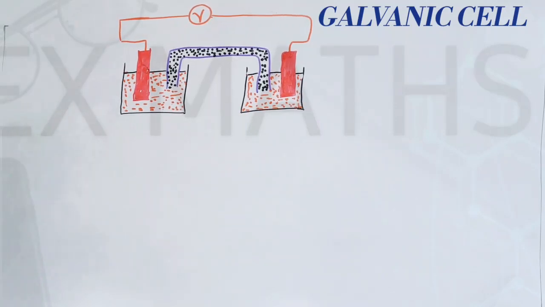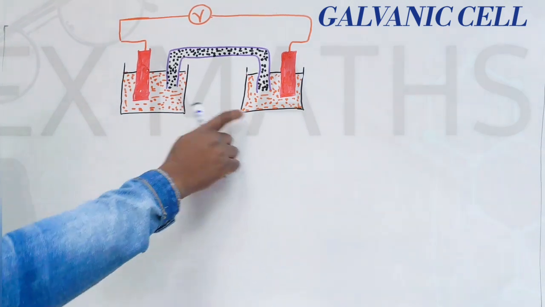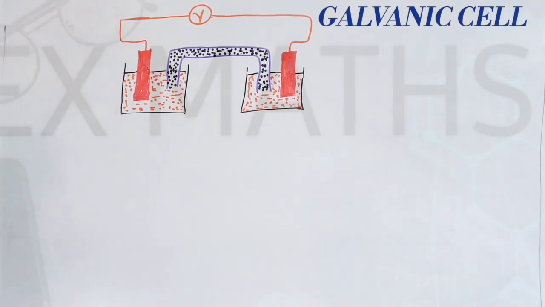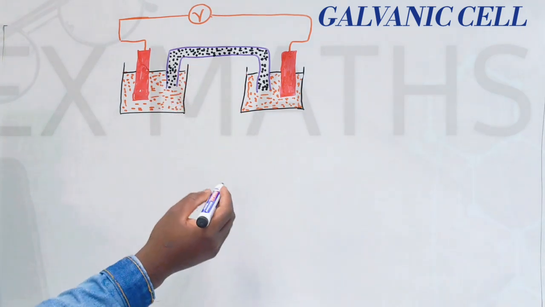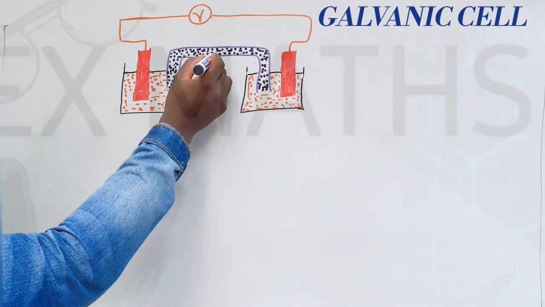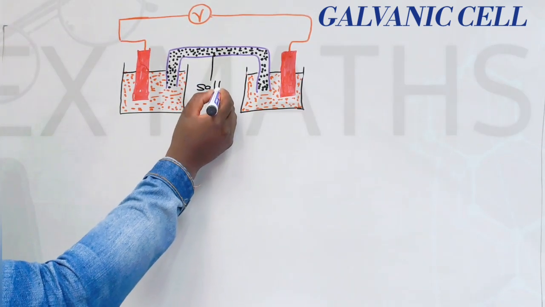Hello guys, in this video we're doing a galvanic cell. So I want to see what is a galvanic cell in detail. Okay, a galvanic cell is an electrochemical cell which has two compartments, with a salt bridge connecting these two compartments. So we have, this is the salt bridge.